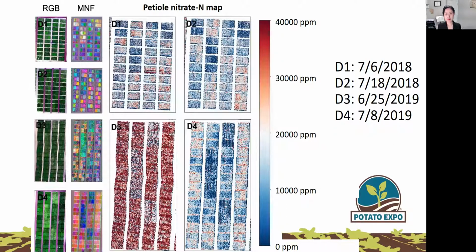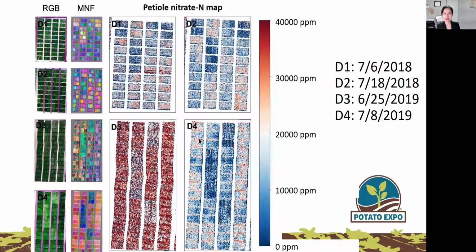These are from the same research plots that I just showed. These D1 to D4 maps are predicted petiole nitrate concentrations on different days of the two growing seasons, 2018 and 2019. We can see that the prediction works pretty well. Remember, these are low nitrogen treatments, and on the prediction we see lower petiole nitrate concentration, and then these are higher nitrogen treatments. The petiole nitrate predictions are higher.